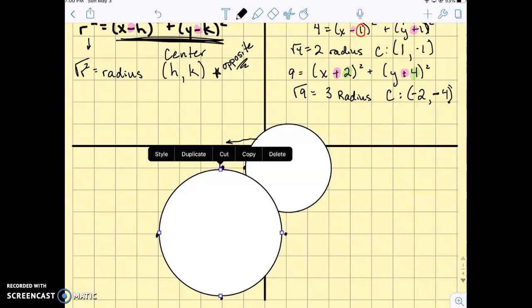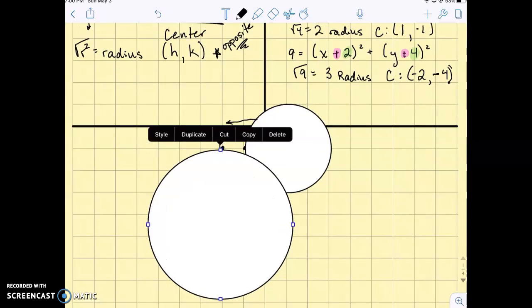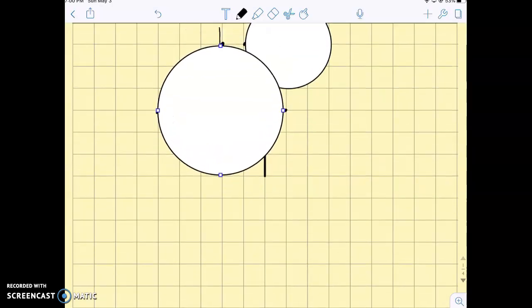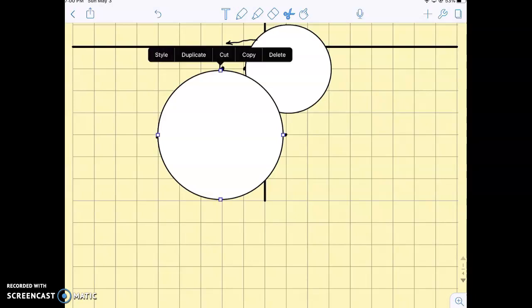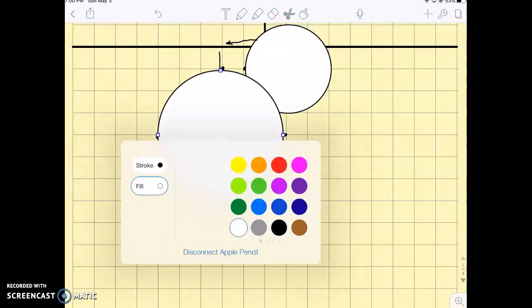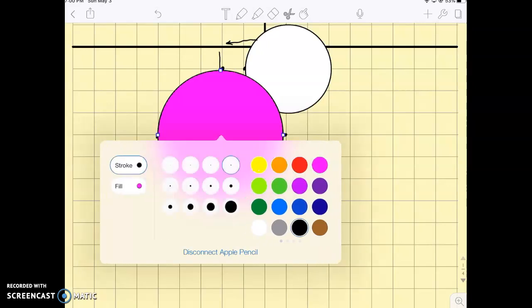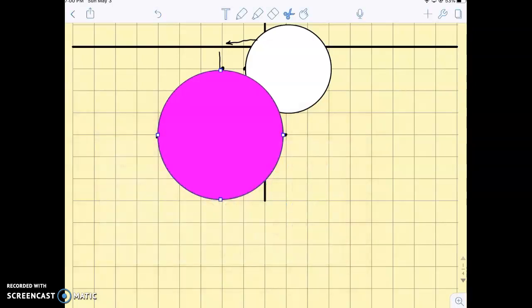Now, everyone's always asking me, Miss Meyer, how do you do that? Well, notice that when I tap on the circle, on the left it says style. So click on style and click on fill. I can have no fill, green fill, pink fill. I can make the outline green or blue or brown. So there you go. If you want to make this a little more interactive, that's how you would do it.